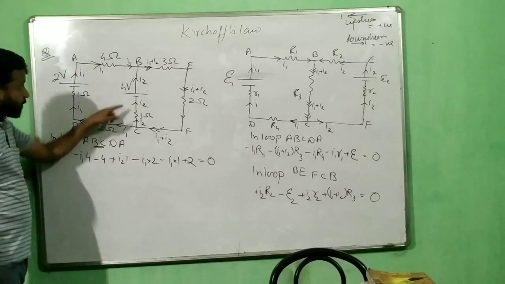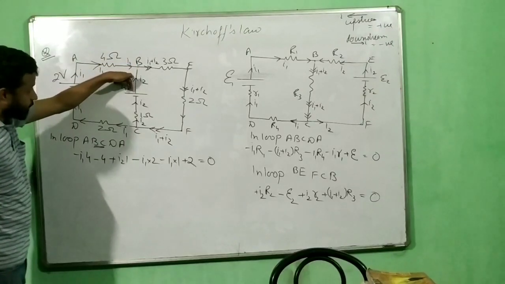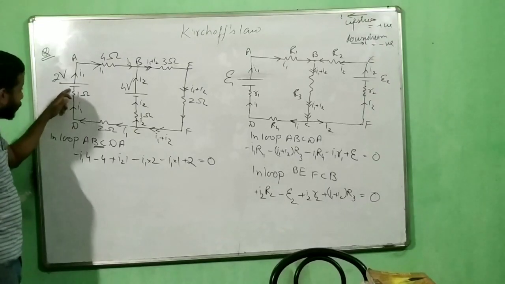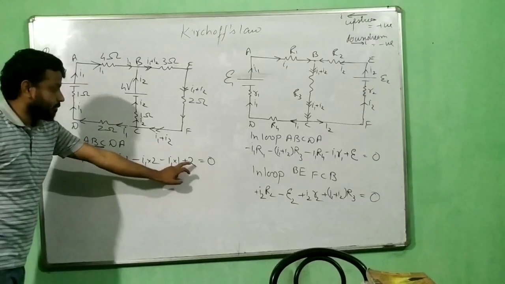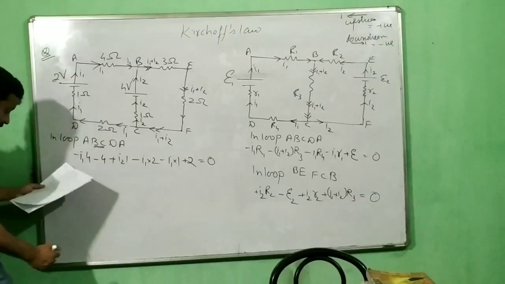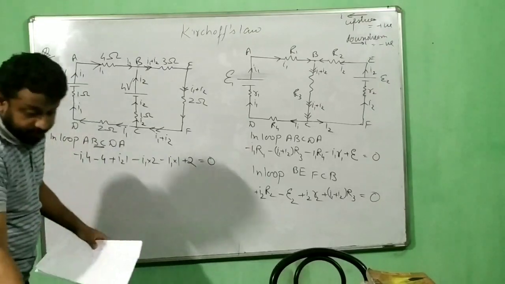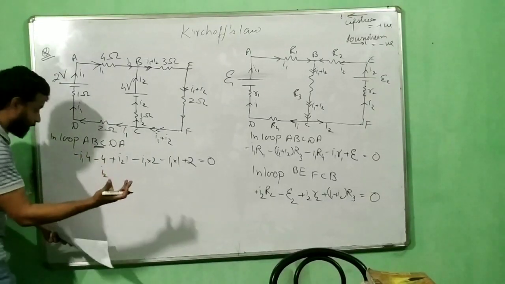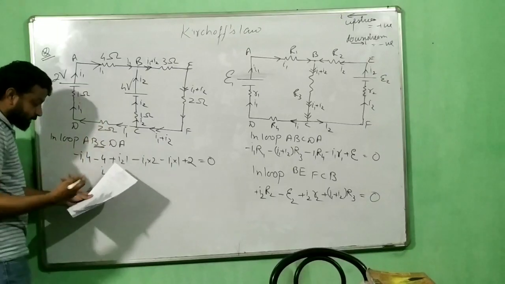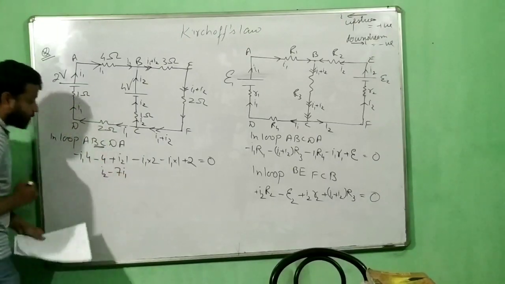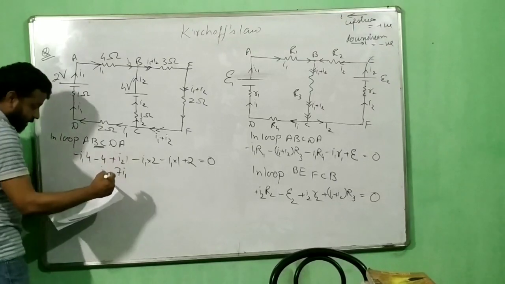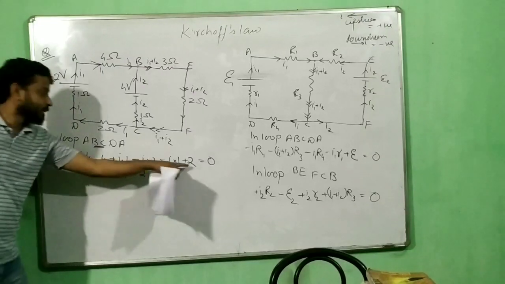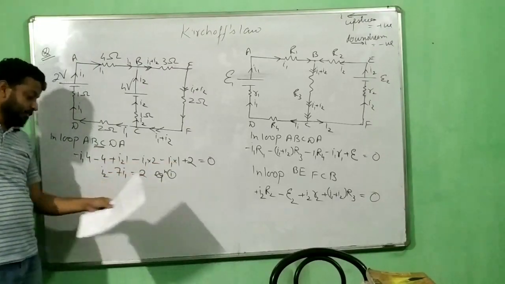So this is minus 4 because you are moving from high potential to low potential, downstream. And here you are going from low to high, upstream, so you add it as plus. If you simplify this equation, don't trust my calculations, just do it by yourself, but most probably I am correct. You will get I2 minus 7I1 equals 2, and you name this equation 1.